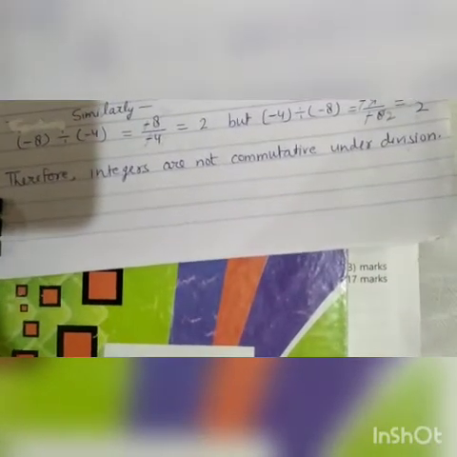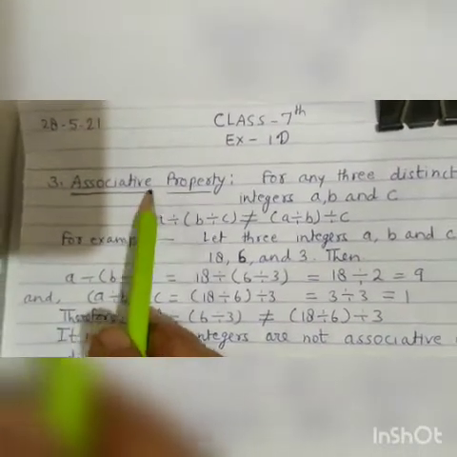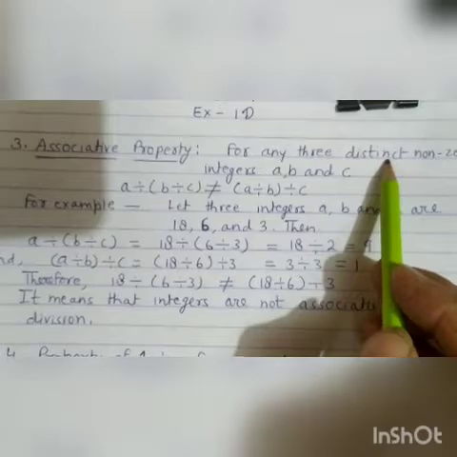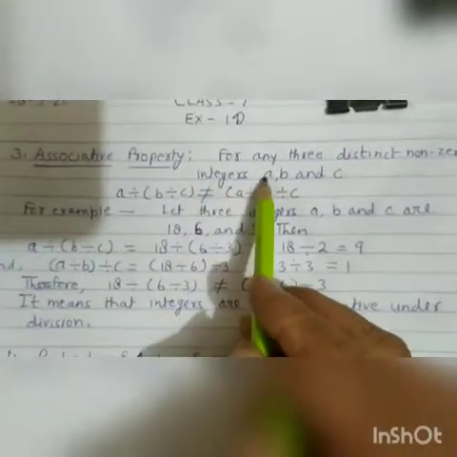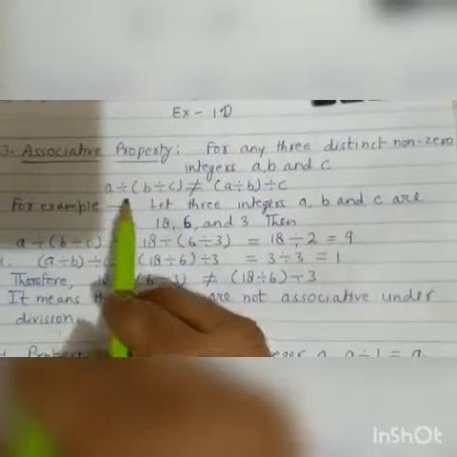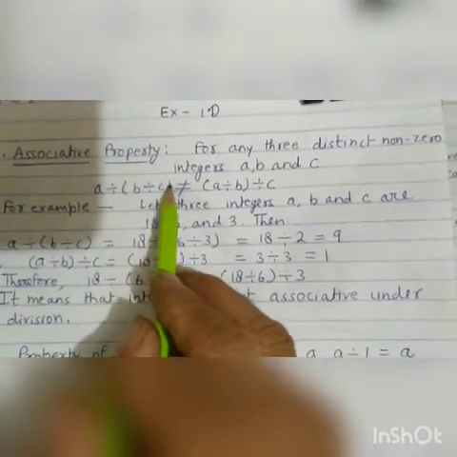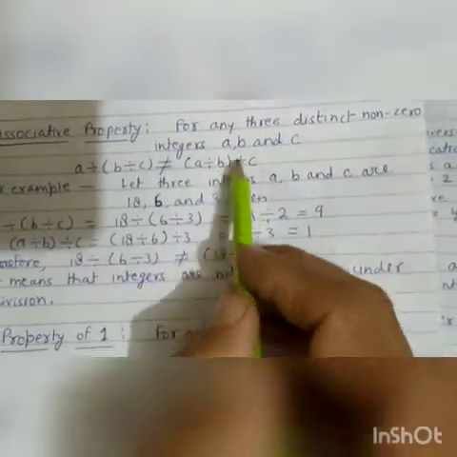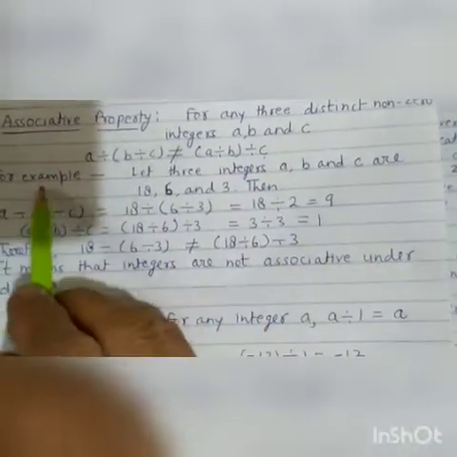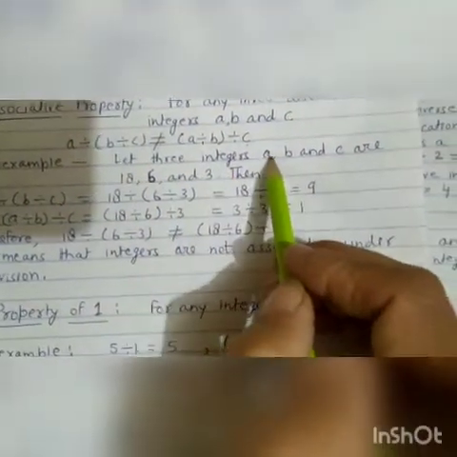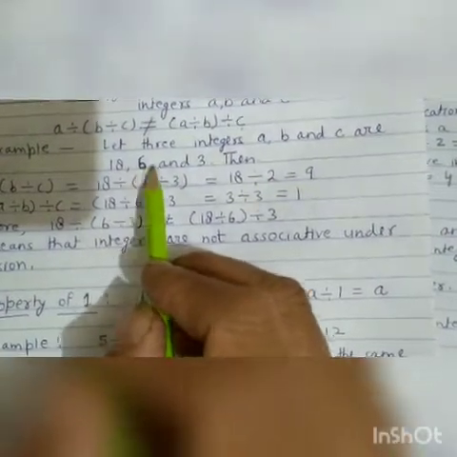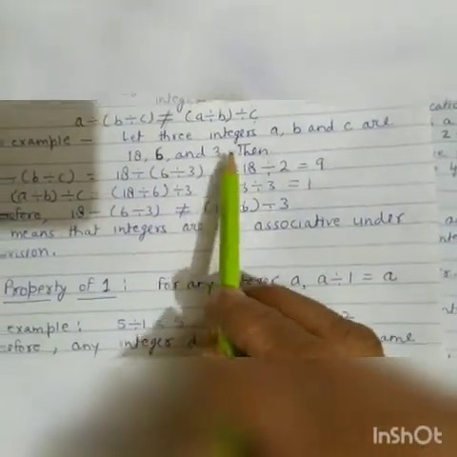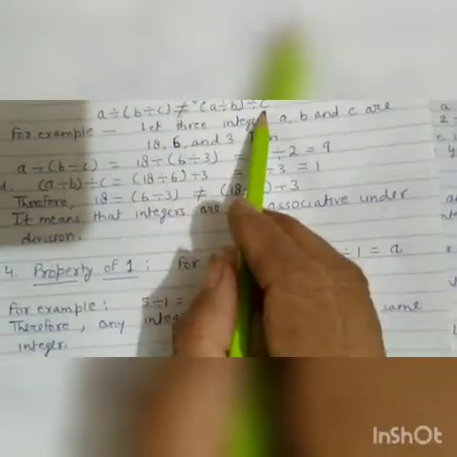Next, the third property is the associative property. For any three distinct non-zero integers a, b and c, a divided by within bracket b divided by c is not equal to a divided by b within bracket, then divided by c. For example, let three integers a, b and c be 18, 6 and 3. Means a is equal to 18, b is equal to 6 and c is equal to 3. Then we will solve it according to this.